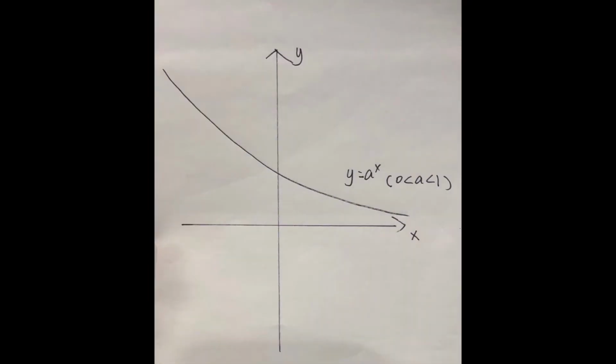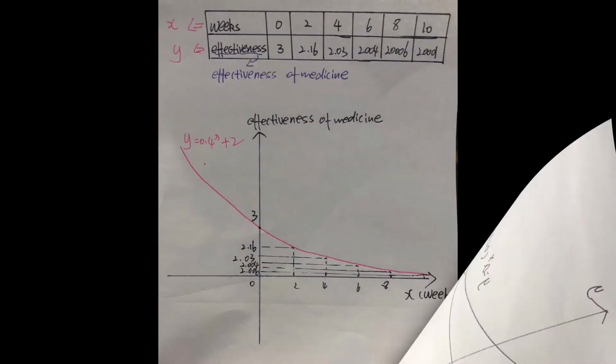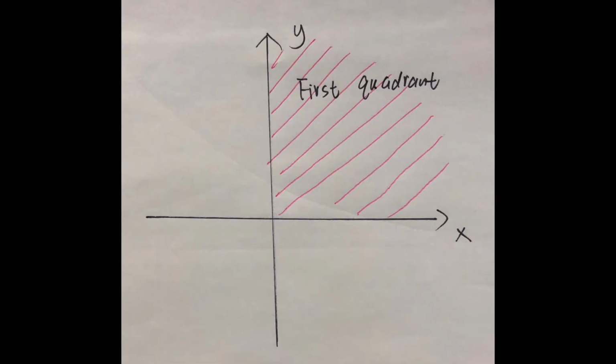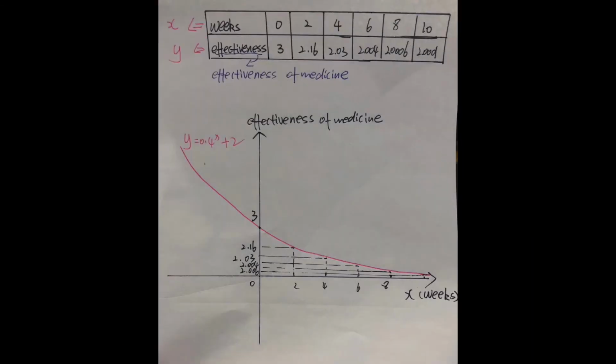From the graph, we can know the amount of ice cream increases rapidly with the temperature rise. On the other hand, we can also use the decreasing exponential function y equals a to the power of x, assuming a greater than 0 but less than 1, to represent the relationship between the effectiveness of medicine and time. But in this example, we only consider the first quadrant, as time can never be negative. From the graph, we can clearly see the effectiveness of medicine decreasing as time increases.